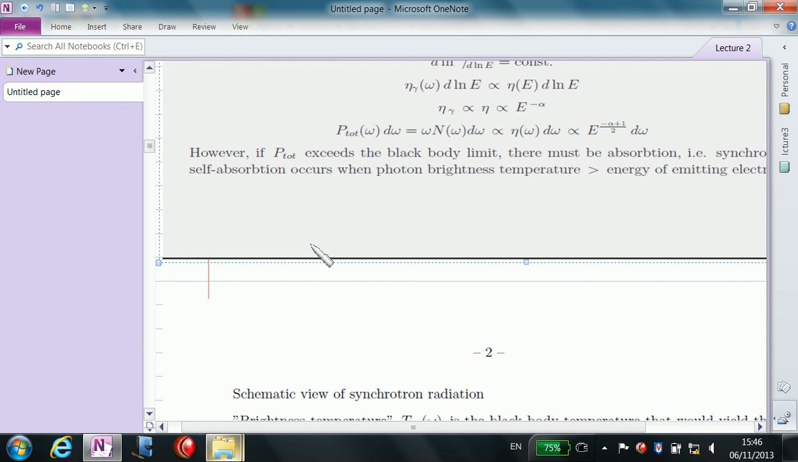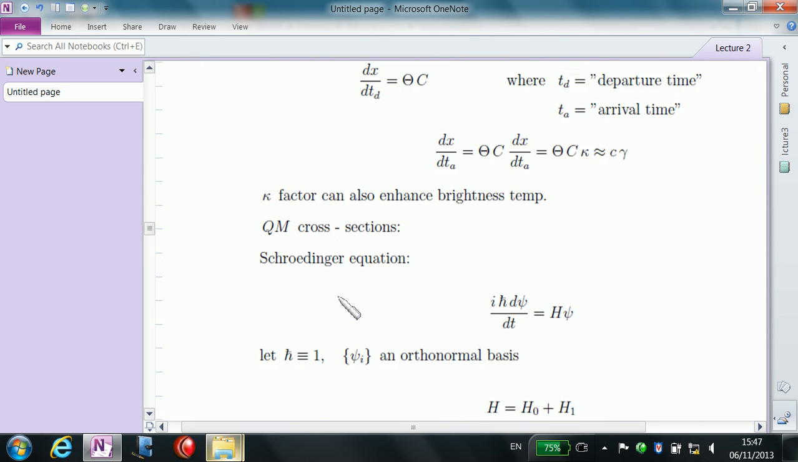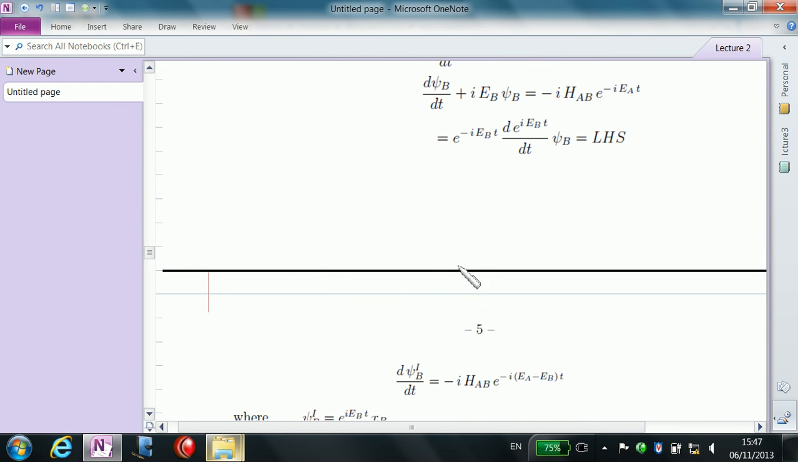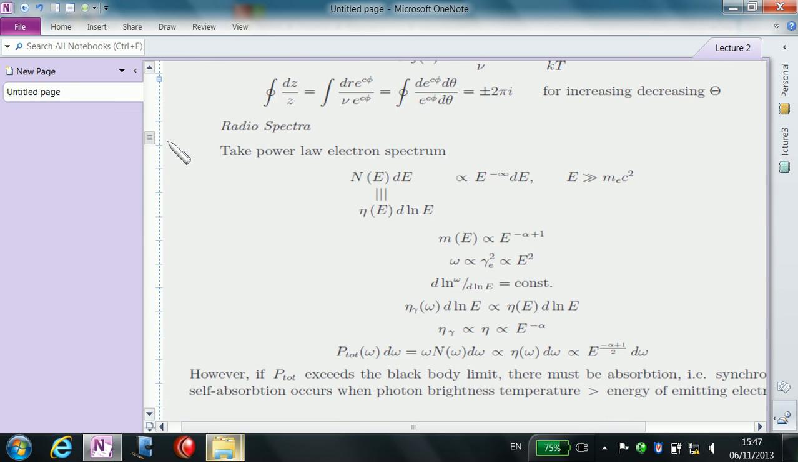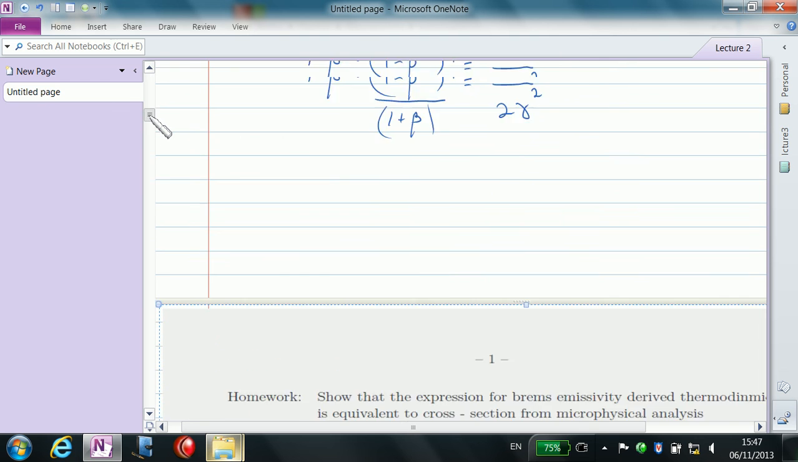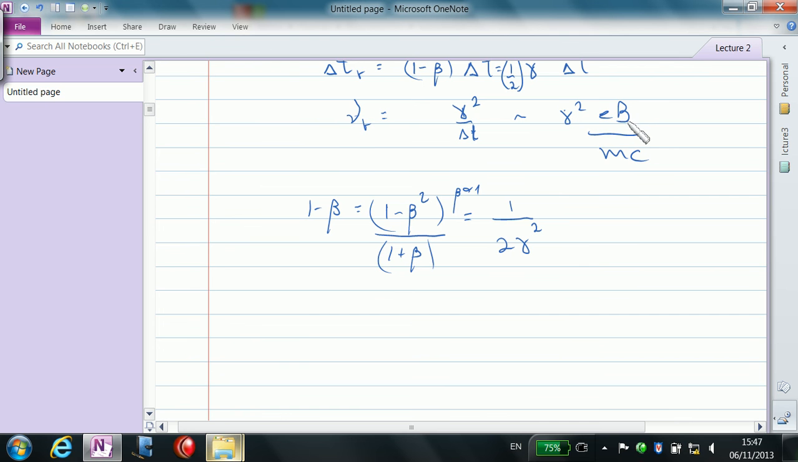Now, did I write this after? Or where's what I just wrote? It's the topmost part. Okay, good. So now we know that the frequency of synchrotron emission is of order of this, and the power.